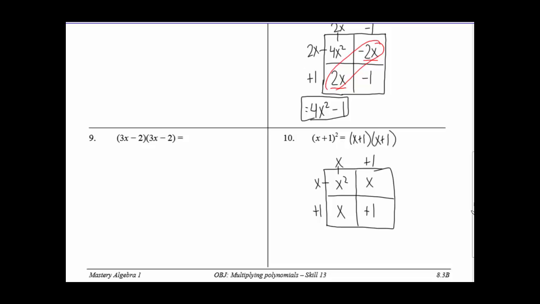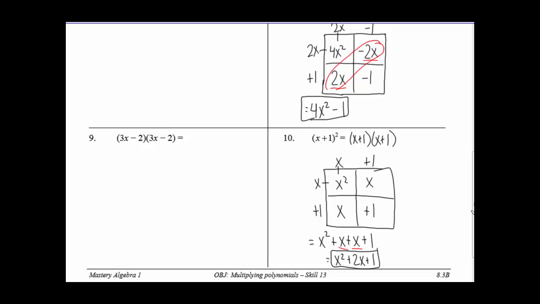So now if we add up all of those squares, I get x squared plus x plus another x plus 1. Always make sure your final step is combine those terms. So I have x squared plus 2x plus 1.